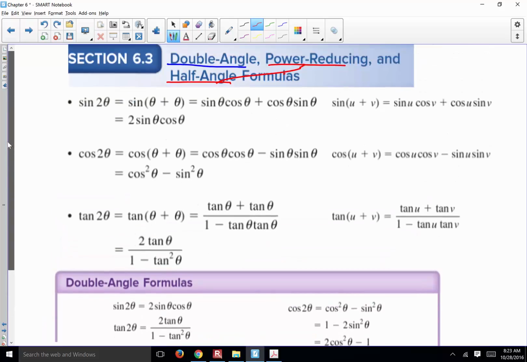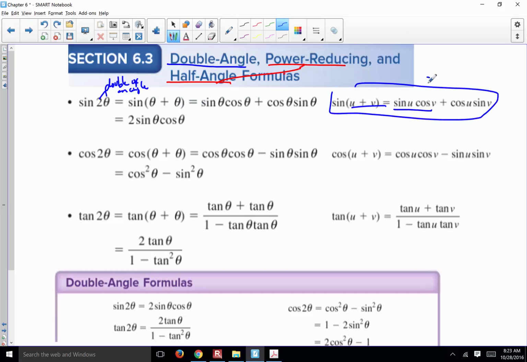Alright, so what are double angle formulas? Where do they come from? Look, you have twice an angle. Isn't this double an angle? How would you compute double of an angle? You separate it as theta and theta and apply the sine u plus v formula. This is from section 6.2. You have learned this formula.